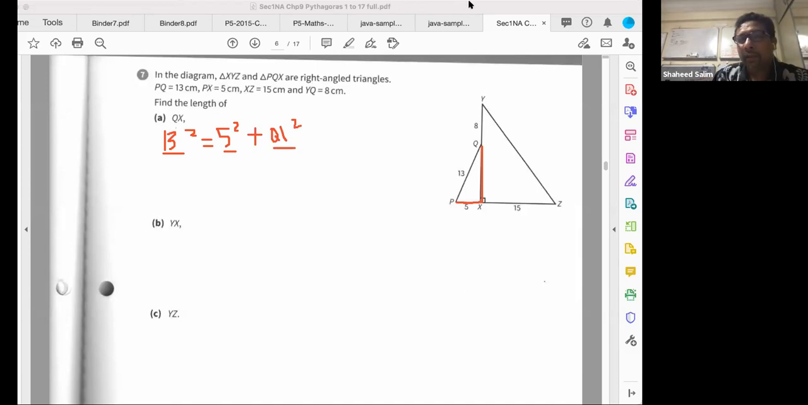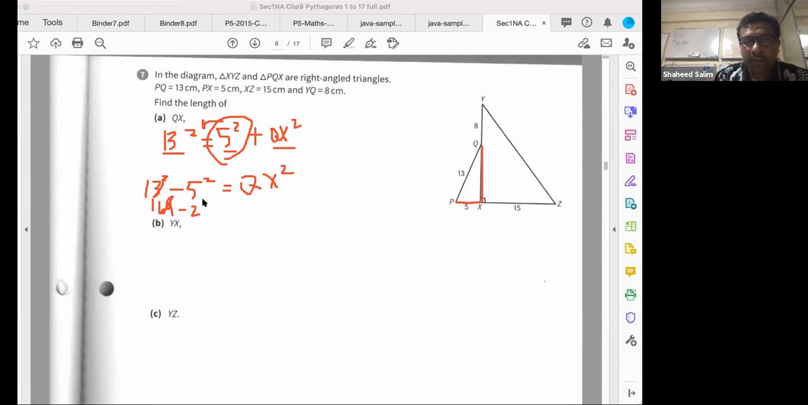Once you have done like that, what do we do? We bring the 5 over that side, so it becomes minus 5 square. So 13 square minus 5 square is equal to QX square. 13 square is 169. 169 minus 25, you get 144. So QX square is 144. To find QX, make sure you square root it. Square root 144, you will get 12. So that is for question A.